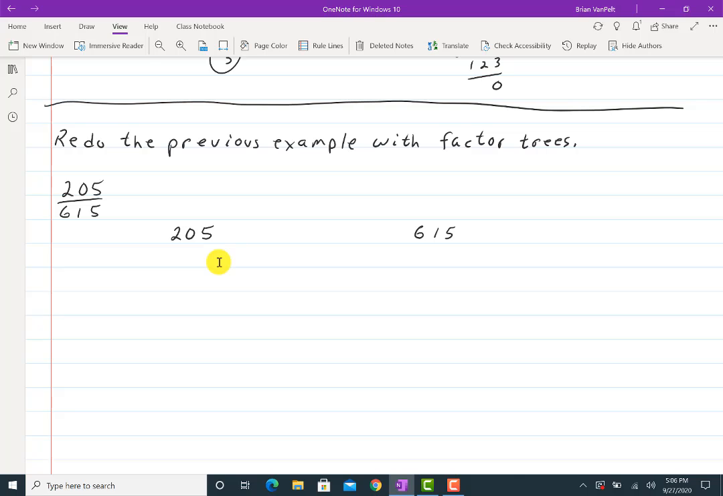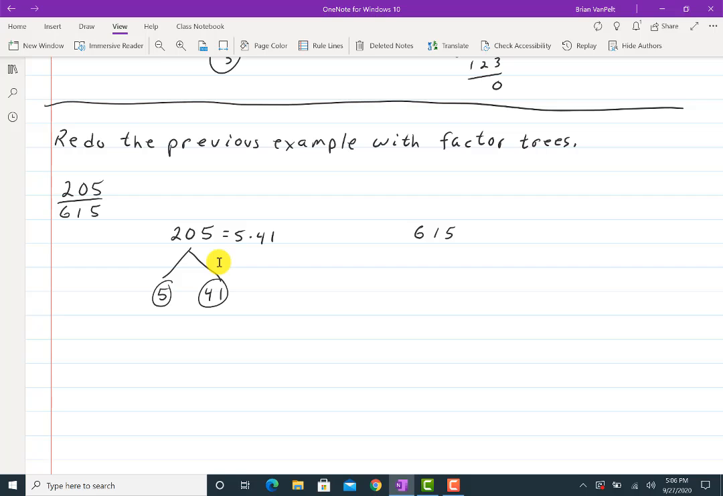When I do 205, let's see here. I know that 5 goes into the number since it ends in a 5, so I'm going to break it up into 5 times 41. The 41 I can't break up. So what I know is that the 205 is equal to 5 times 41. In fact, I usually circle these things because if you can't break them down any farther, they're prime numbers.